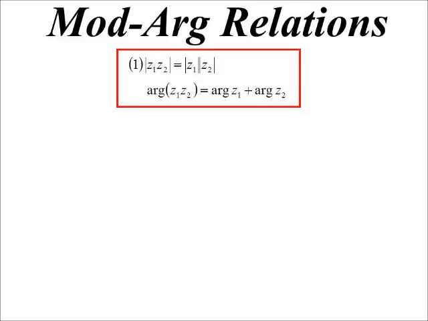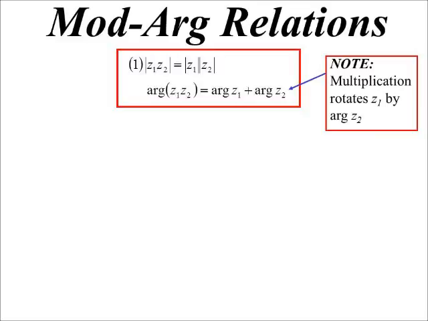And that comes back to the idea of rotation before. When we multiplied by i, we rotated 90 degrees. Well, i, if you were to write that in mod-arg form, is cis pi on 2. So you're actually adding the argument of i onto it, so you rotate by pi on 2. Okay, so multiplication rotates Z1 by Z2.